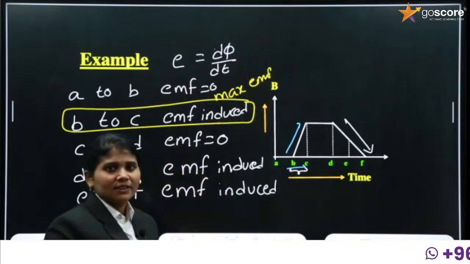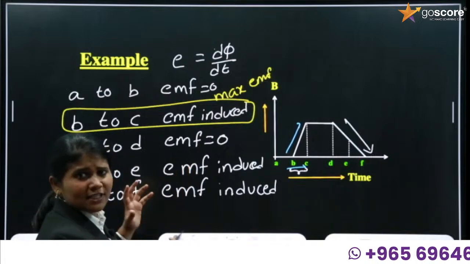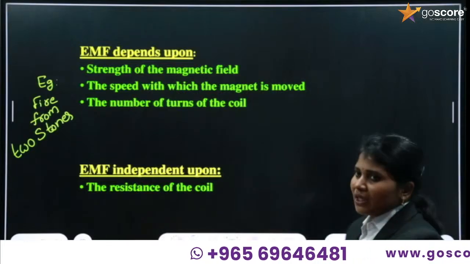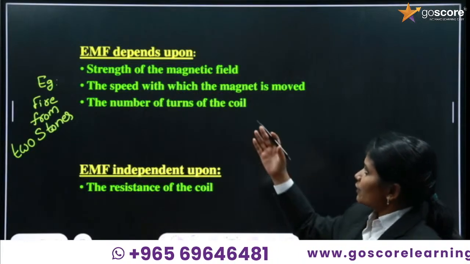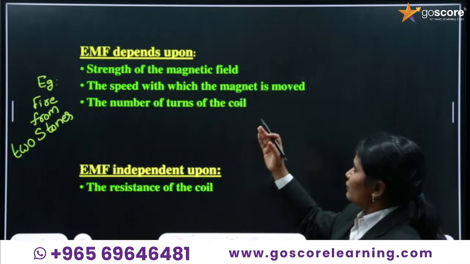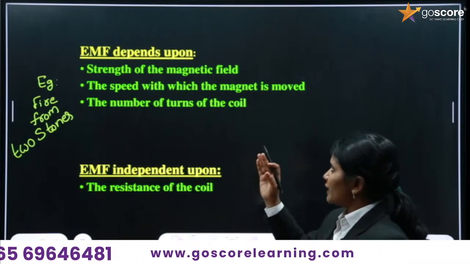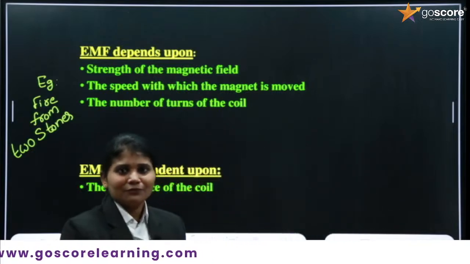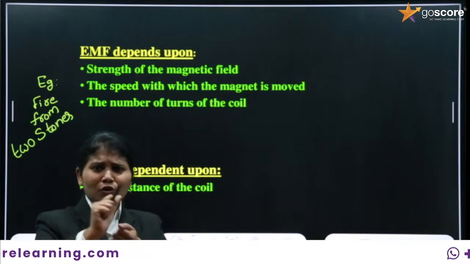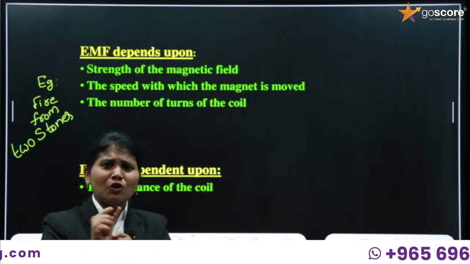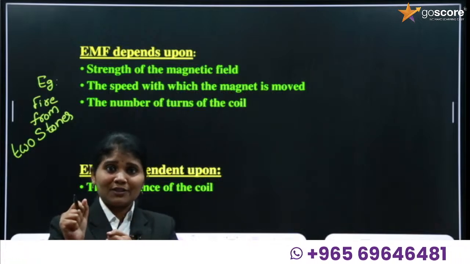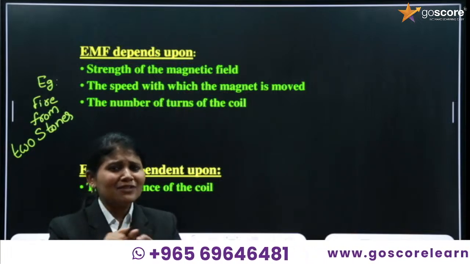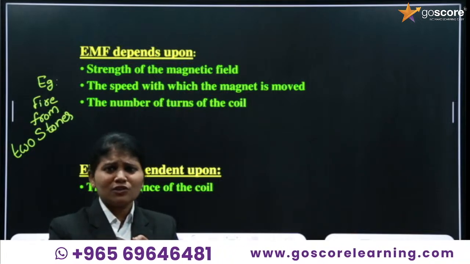So you understand, guys? From this example, you understand the maximum EMF topic. Next one, EMF depends upon the strength of the magnetic field, the speed with which the magnet is moved, and the number of turns of the coil. See guys, I am taking one example. From two stones, I am rubbing with more speed. With more speed, what will happen? Fire will be produced. If I take it like this, there is no collision, the speed is very less, that's why fire is not produced.